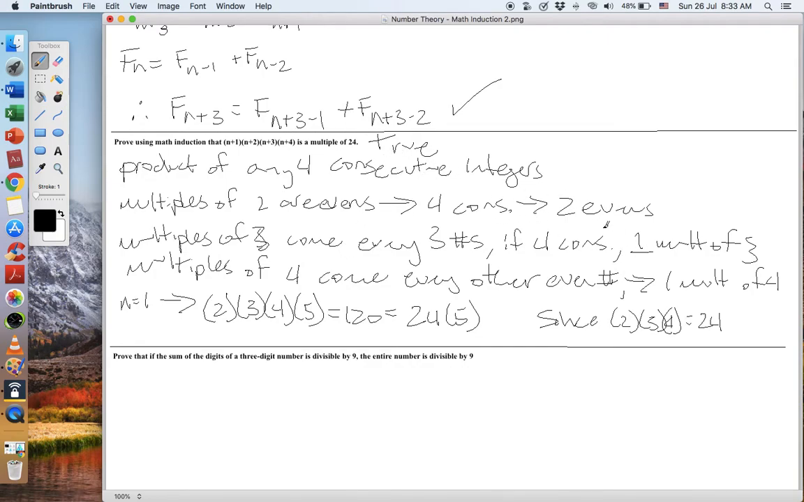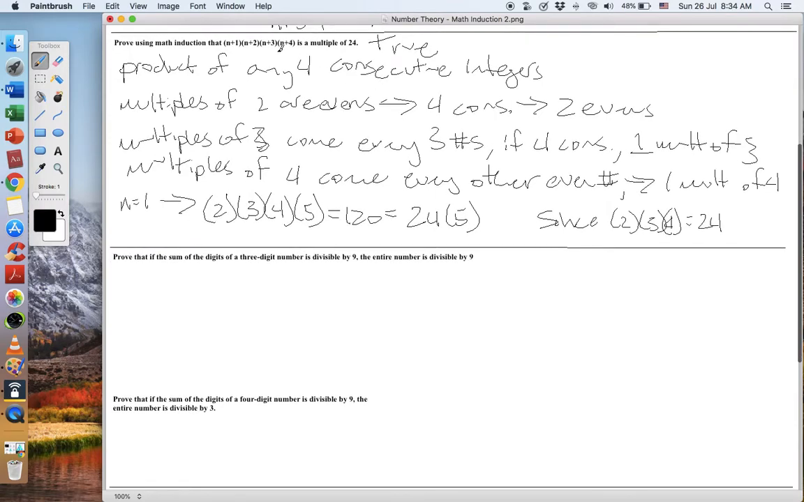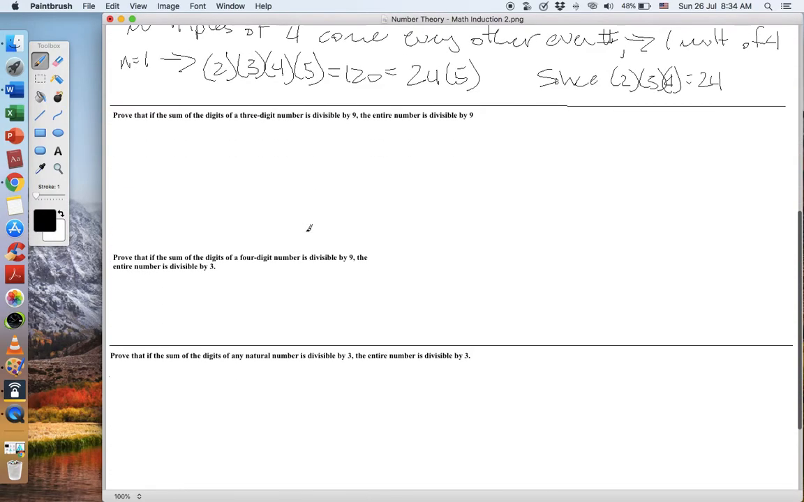We're going to have factors 2, 3, and 4 in all of these numbers because if we have 4 consecutive integers, we're going to have at least 1 multiple of 3, and we'll have 1 multiple of 4. We'll have 2 multiples of 2, 1 multiple of 4. 2 times 3 times 4 is equal to 24. And so then every number which follows this pattern is going to be a multiple of 24.